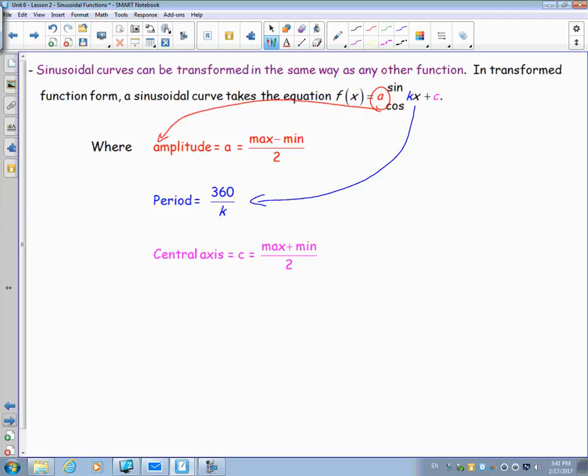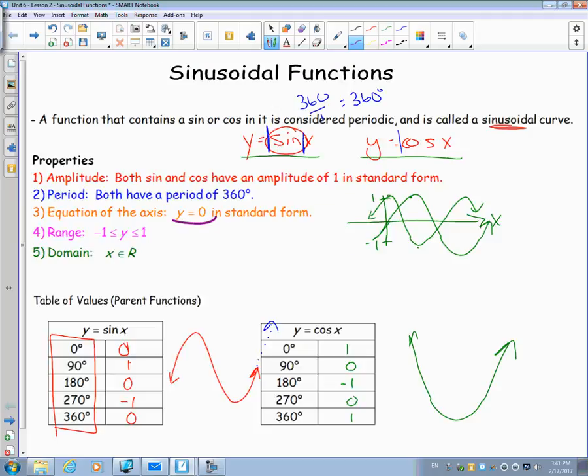And the other nice thing, the thing at the end is our C value, which stands for our central axis. And that's our vertical shift up and down. Again, back to our standard form, we set our standard equation as y equals 0 because there is no number here. So it hasn't been shifted up or down, so our central axis is 0.